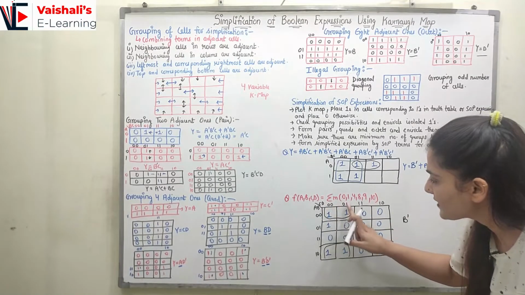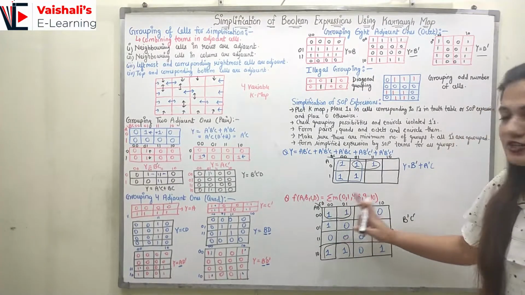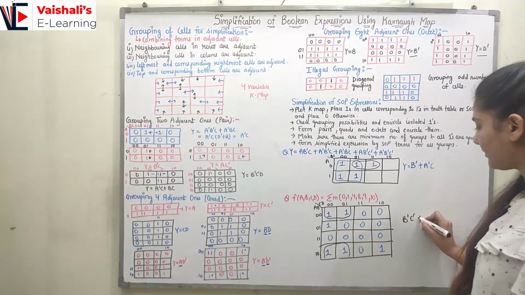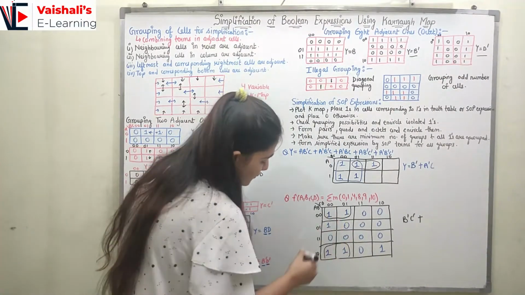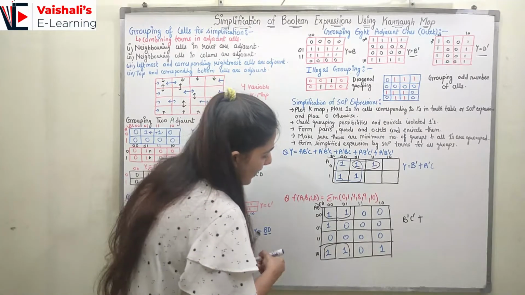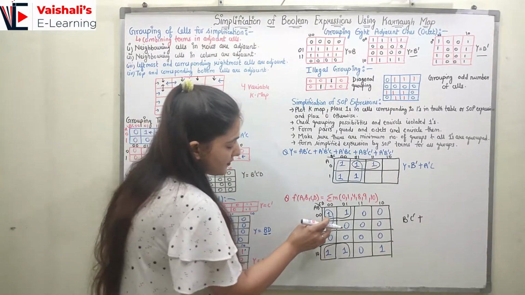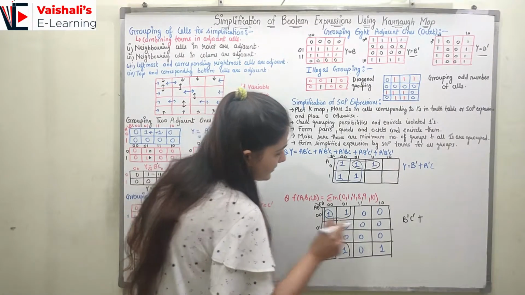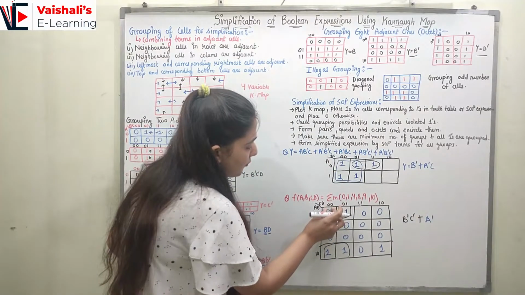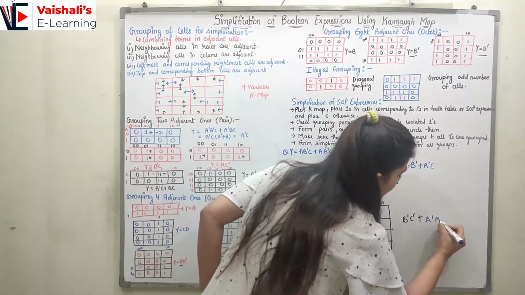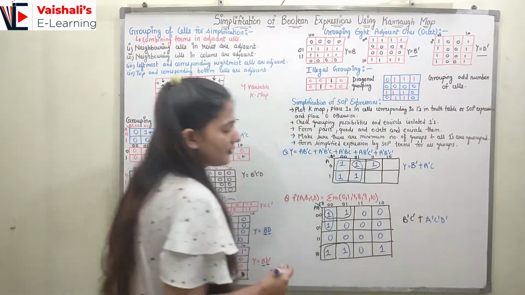If I observe C and D, C is 0 for both of the cases, so it is represented as C dash, D is changing, D is eliminated, right? Now if I see these 2 ones which are not paired, here I can pair this one with this one, right? And now if I observe this one, here A is 0, so it is represented as A dash. Now here both C and D are 0, so I can represent it as C dash and D dash, right?